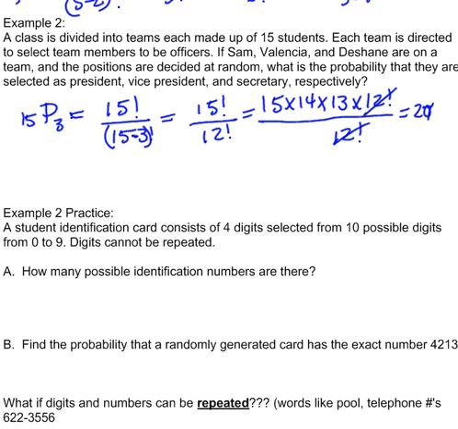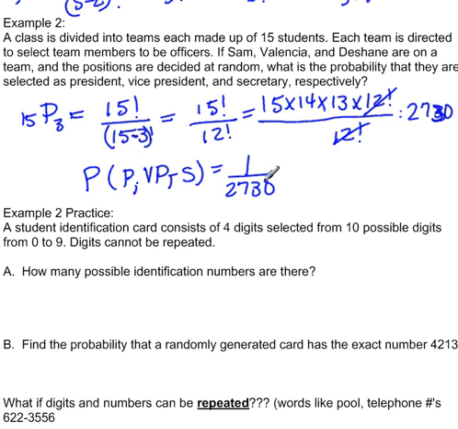2,700, excuse me there, let's fix that. Okay, you get 2,730, and that is a 3. Okay, so now we need to answer the probability. The probability of being president, vice president, and secretary is equal to 1 out of the 2,730, because probability is usually one chance of it happening out of whatever your sample space is.